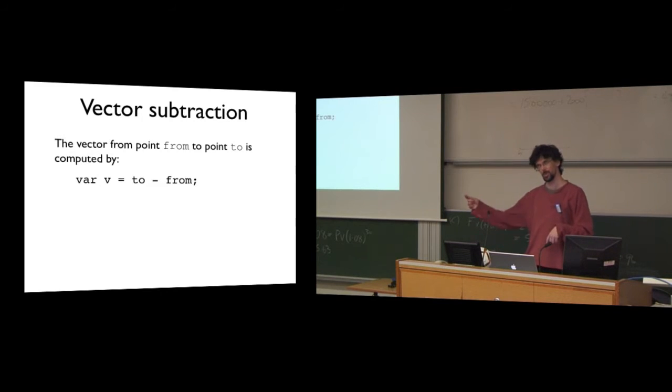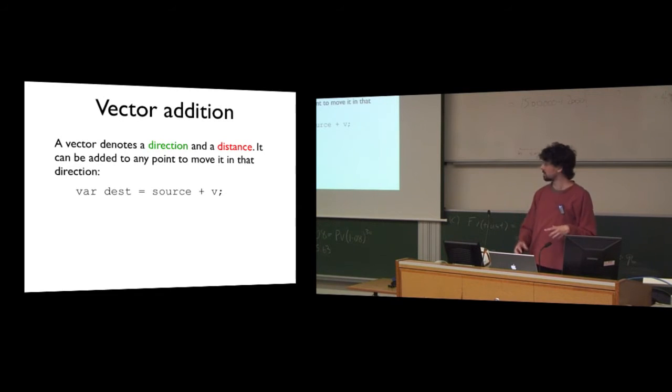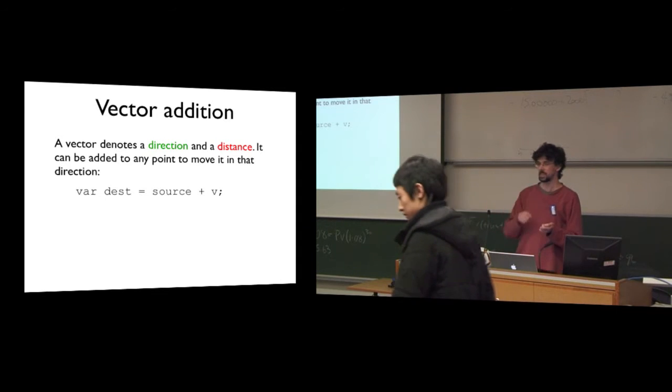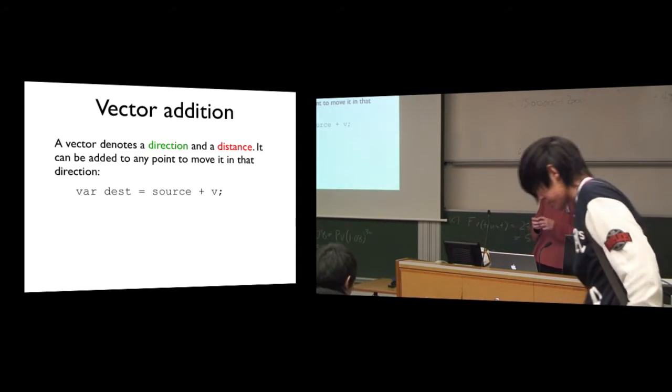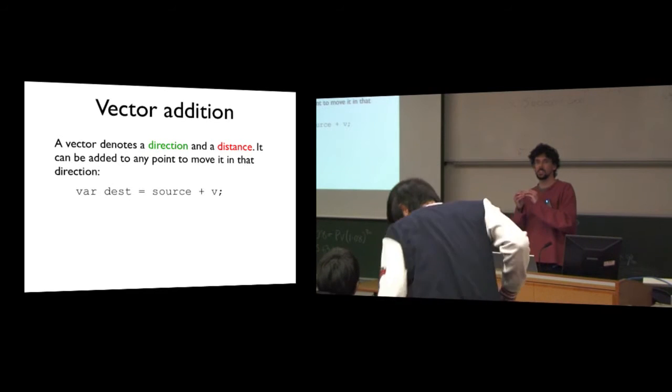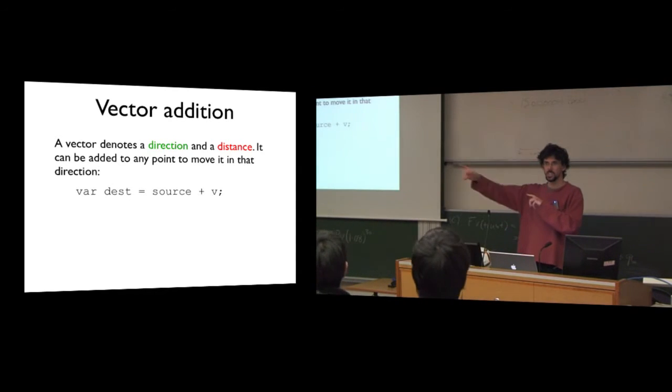Okay. We can also add vectors to a point. So if we have a point, the source point is a point in our world, and we want to move that by the vector, then we can add the vector v to the source point and get the destination point. You can think of a vector as an arrow that has a certain direction associated with it and a certain distance associated with it.